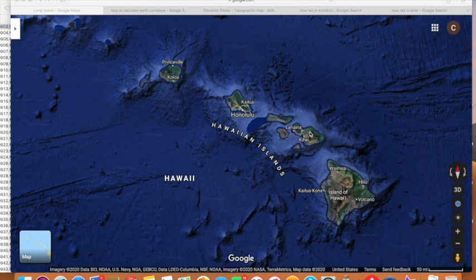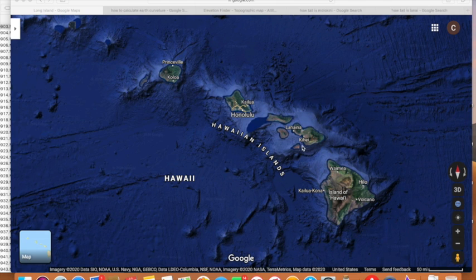We got the Big Island here. We got Maui. We got Oahu, the most populated one, where Honolulu is. Here is Kauai and his little brother Ni'ihau, which is only populated by Hawaiian natives. Here's Molokai, Lanai, and Kahoolawe, very visible next to Maui from our observation point on the Big Island of Hawaii.